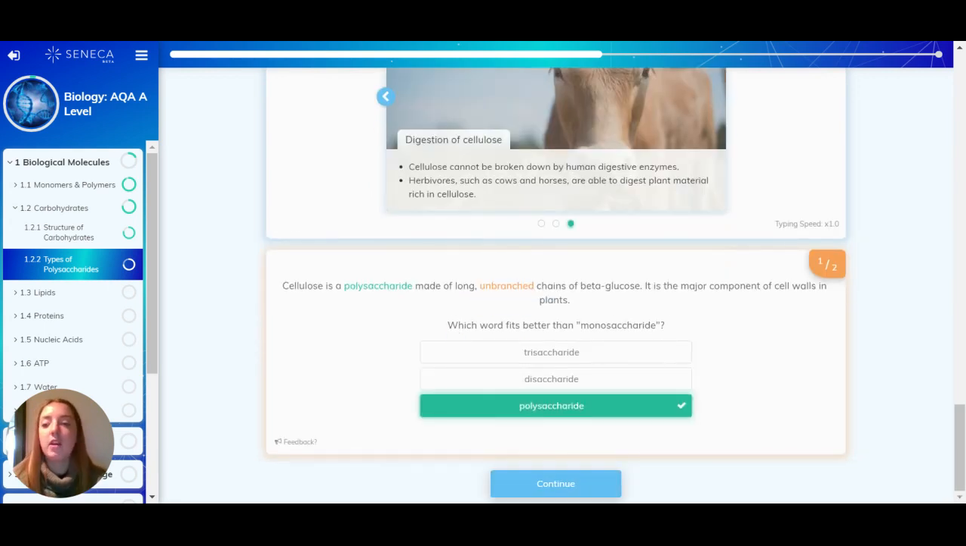So in conclusion, we've looked at a few types of polysaccharides: cellulose, glycogen, and starch. And those are the main ones that you need to know about.